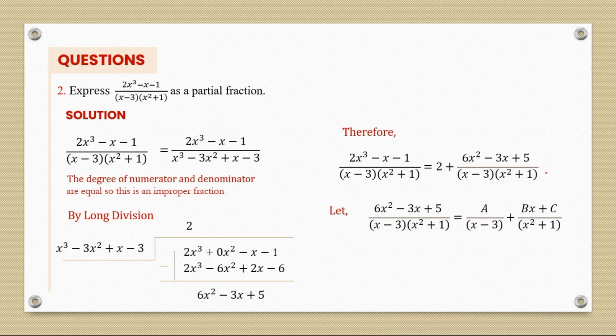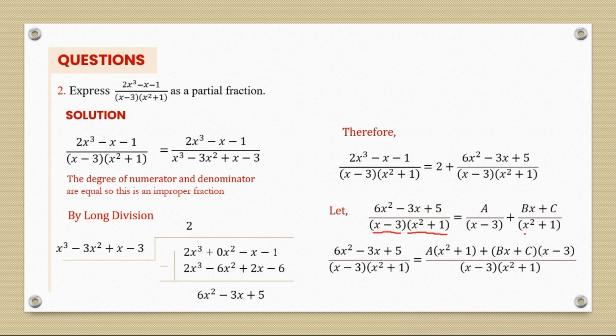So now next we can actually now deal with this part right here. So let's deal with this fraction right here. As you can see, in this fraction we have a linear factor, but we also have an irreducible quadratic factor. So that's why we have a over x minus 3, and then for this we have bx plus c over x squared plus 1. So that's why we have it that way.